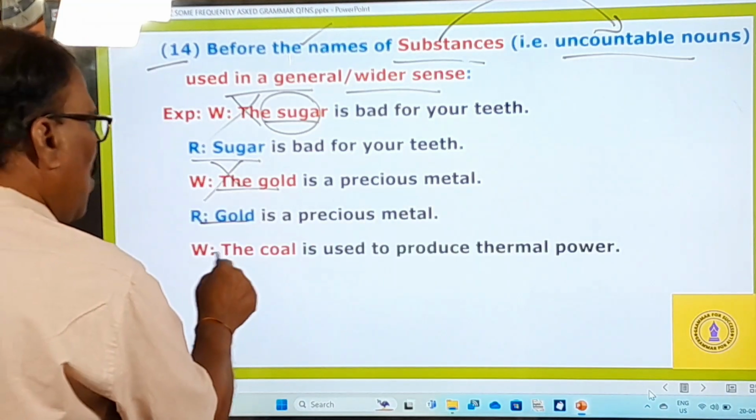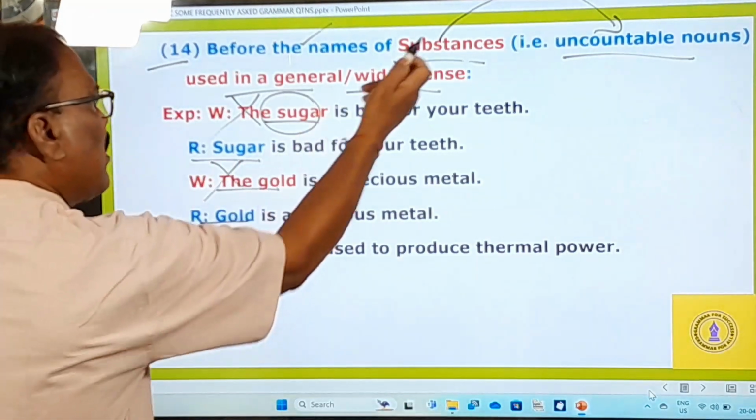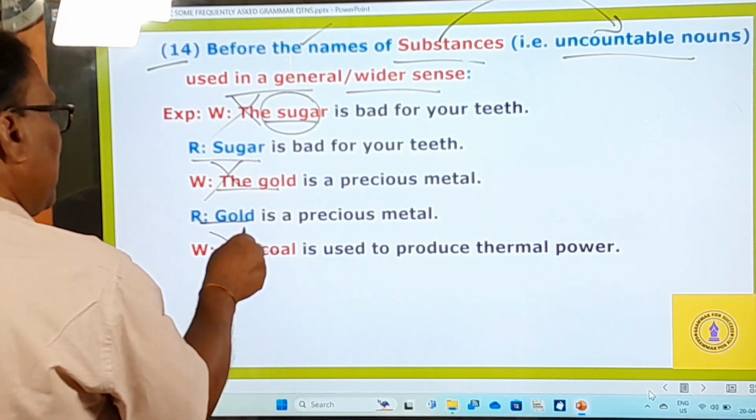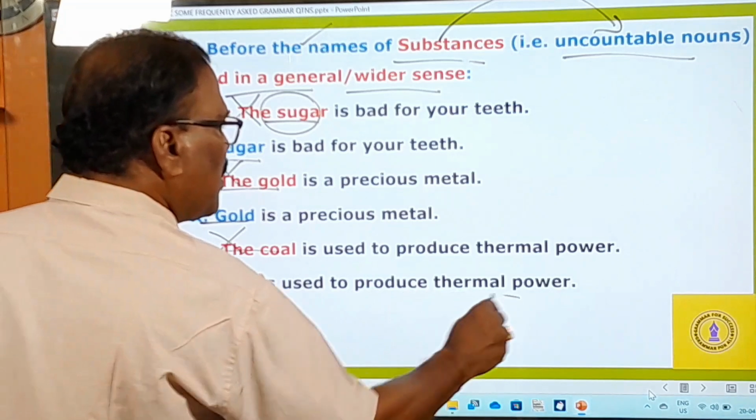And similarly, the coal is used to produce the thermal power. So here coal is what? A substance. Before the name of this coal, you should not use any article. Okay, you have to simply say coal is used to produce thermal power.